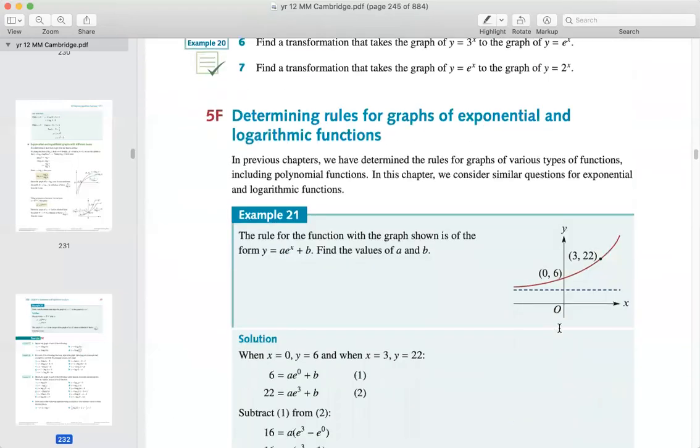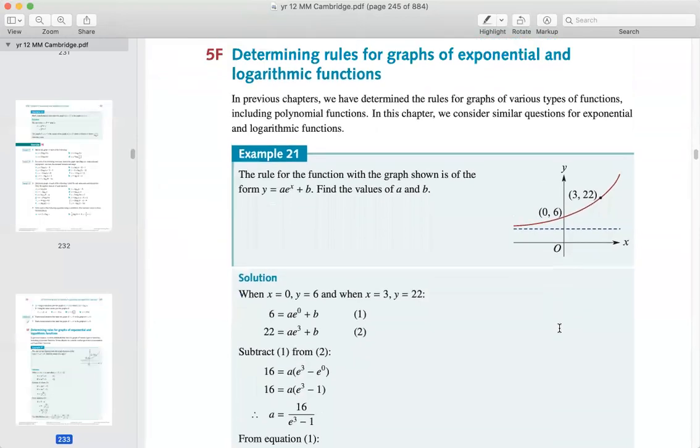That's for 5E, and for 5F, I just want to quickly go through because if our 5E is forward way, then 5F is backward way. So 5E is from equations to graph. Now we want to go from graph to equation. So essentially they are the same thing.